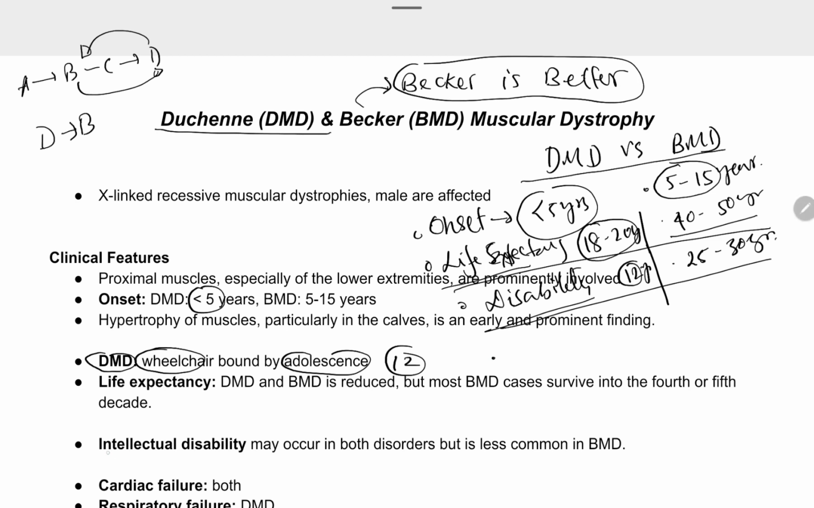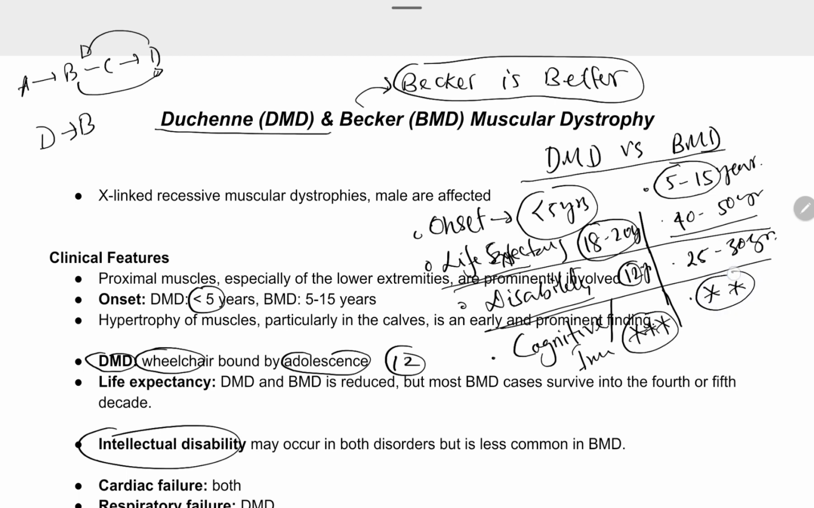Now, another point: intellectual disability or cognitive impairment. Whatever you say, cognitive impairment or intellectual capacity, that is IQ. IQ is better in Becker. That is, in case of Becker muscular dystrophy, IQ or intellectual disability is less affected, and more affected in Duchenne. Three-star and two-star. These are the bad stars. Mind it, stars are not always good; there are some bad stars too. So Duchenne muscular dystrophy, three-star, the bad star. Becker muscular dystrophy, two-star, the bad star.